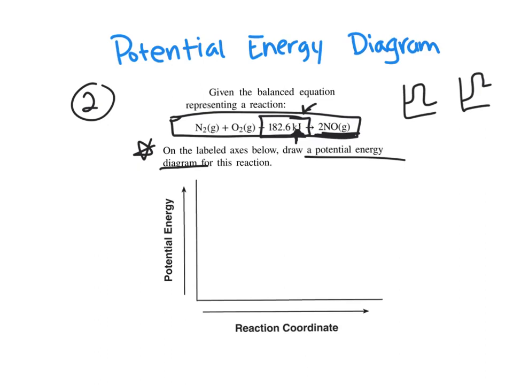nitrogen monoxide. So again, if the energy was absorbed into the system, that's considered an endothermic reaction. An endothermic reaction is going to have a positive delta H because you added or absorbed energy into the system. So in this case, the product is going to be higher than the reactant. Okay, so we're going to just draw that one in here.